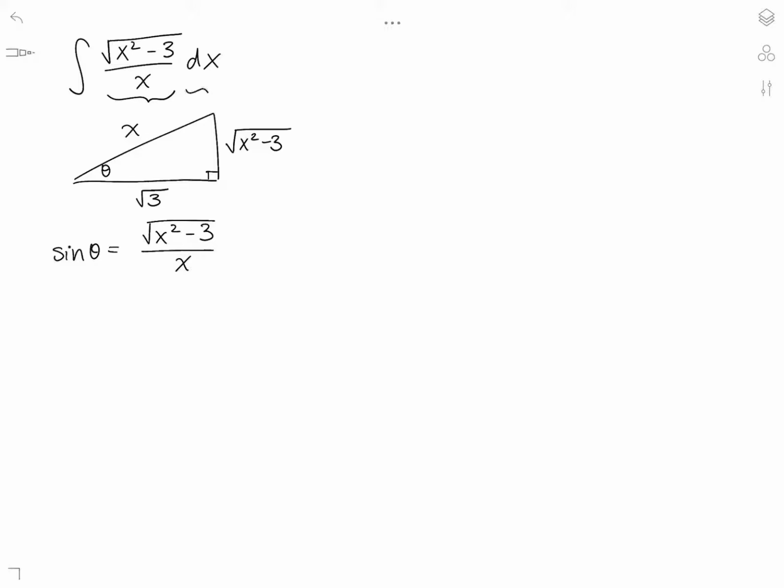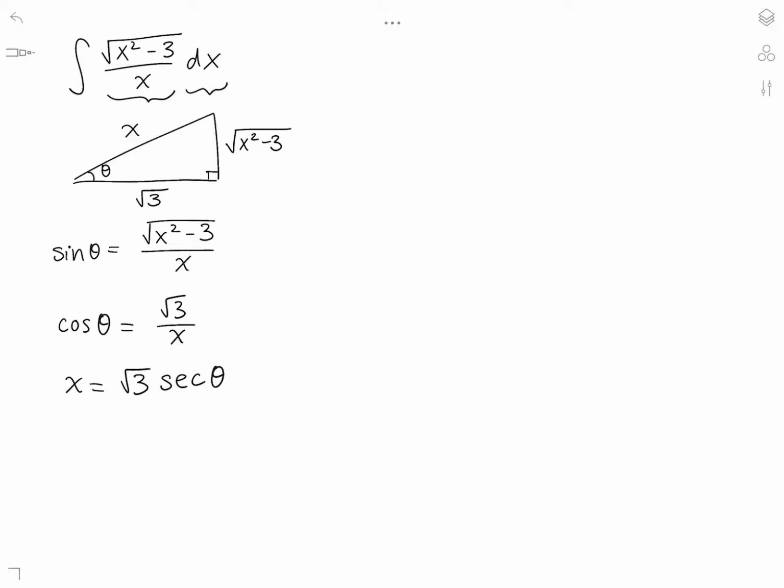But we also want an expression for dx. So one way we can do that is by looking at our triangle once again. In this case, we can see that if we take cosine of theta, we get root 3 over x. And in this way, we can solve for x to get x is equal to root 3 divided by cosine, or in other words, multiplied by secant of theta.